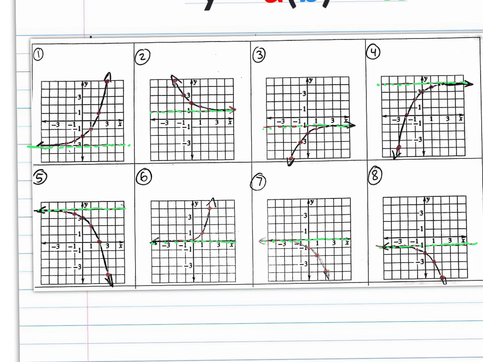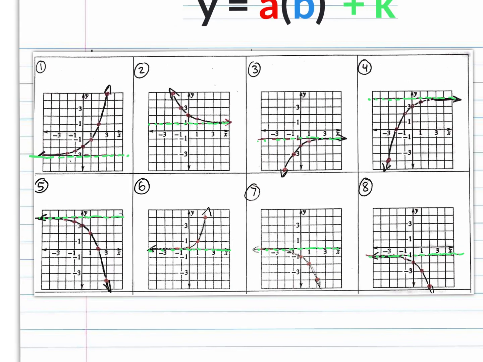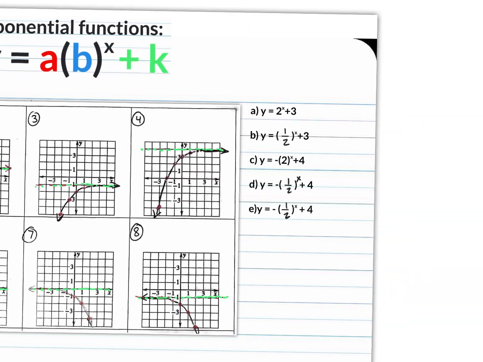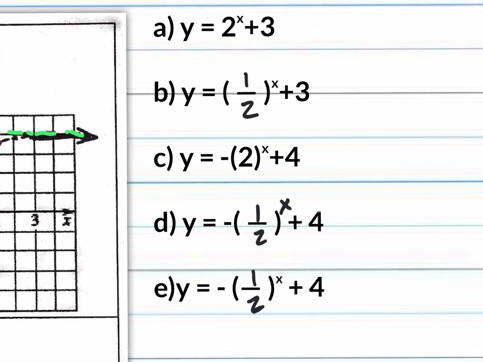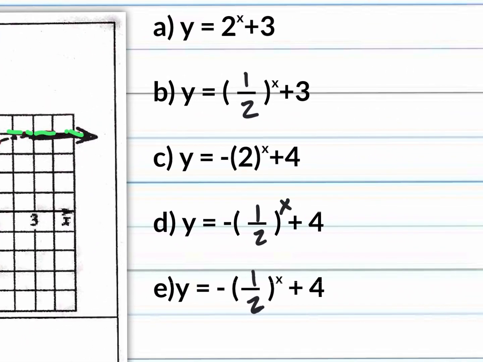So that should be a piece of cake, knowing if it's growth or decay just by looking at it. Now, it might be a little bit more challenging if you're deciding whether it's growth or decay just by looking at equations, okay? So you would have to focus in on your B value, the base, to see if it's a growth or decay. Is this a growth? Yes, because the base, the B value, is greater than 1. And that makes sense because if you multiply anything by 2 or anything greater than 1, it's going to grow.